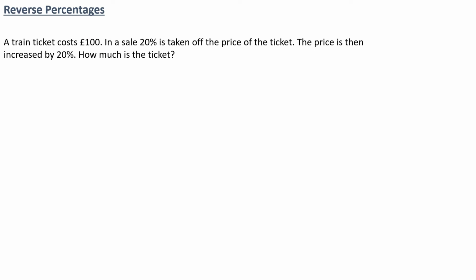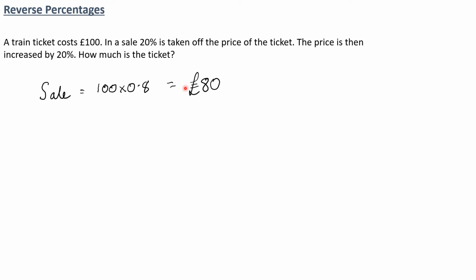So in the sale, we're going to reduce 100 by 20%. If we're reducing by 20%, we would have 80% left, so we would multiply by 0.8. We should already know this. So the sale price is £80. Okay. What we're then going to do is the price is then increased by 20%.